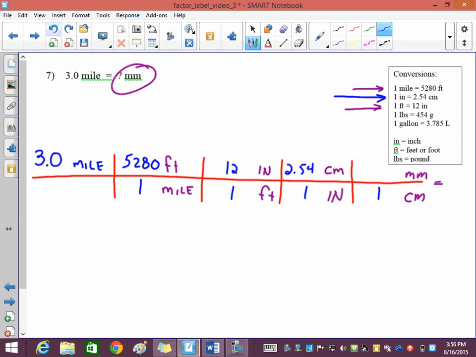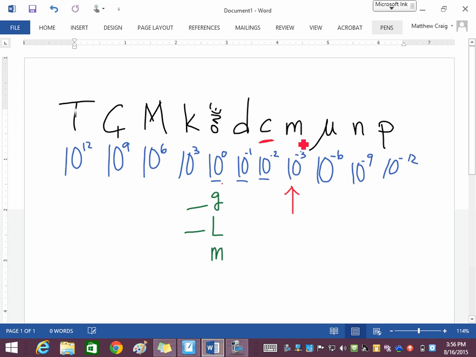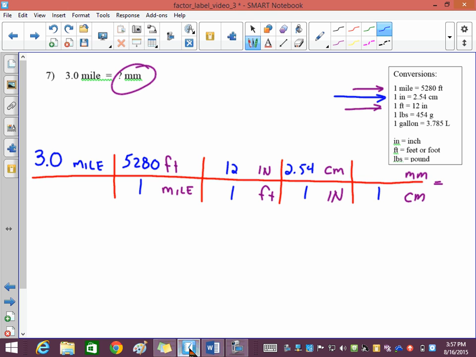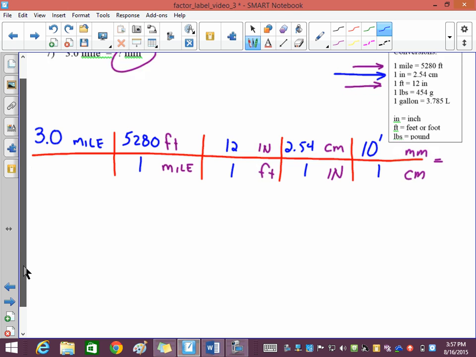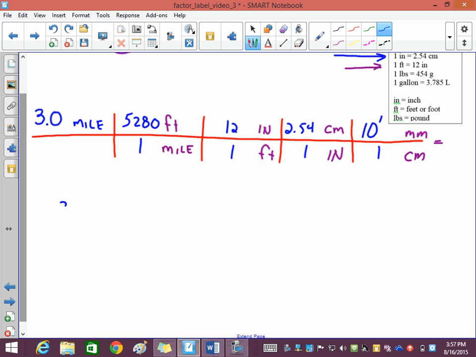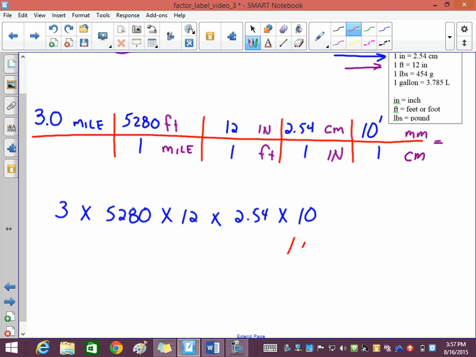And in 1 centimeter, centi here, milli here, negative 2 to negative 3 means that there are 10 millimeters in every centimeter. So 10 to the 1, we could say. Okay, so typing all that in, and again, not too bad. 3 times 5280 times 12 times 2.54 times 10. Let's just leave it at that. Or, if you're playing at home, 1 EE 1, and then take it 4.